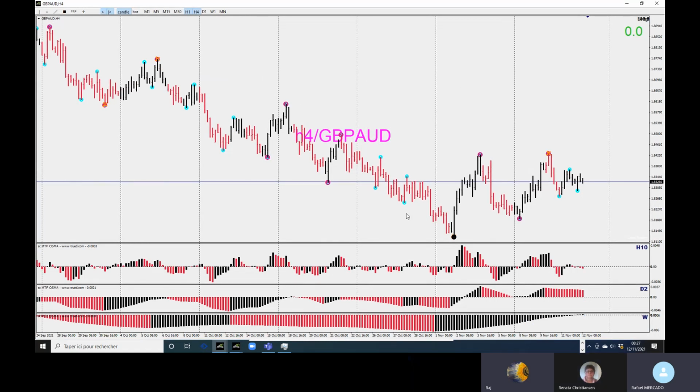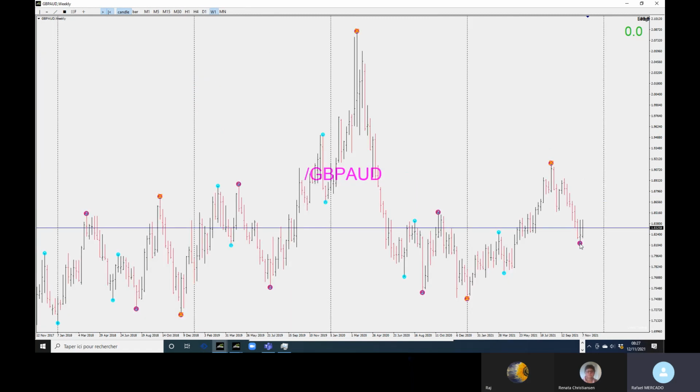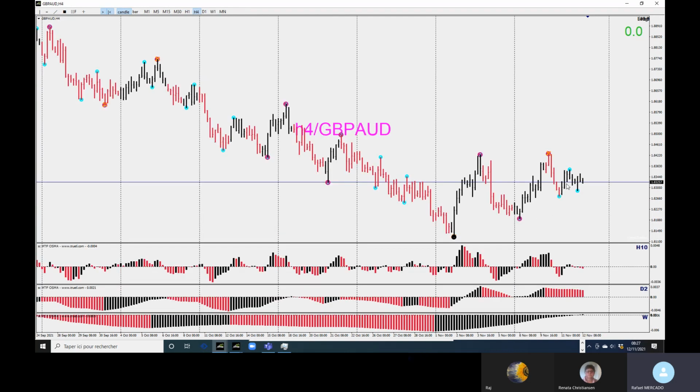Okay, so the pound Aussie, the weekly, we have a 3-ball here, a black ball, and the weekly is a 2-ball. Okay, so we have a 1 blue ball here, and the stick, they are black, but the H10 is still going short. So this blue ball can move or is still moving. So we don't have a trade in the larger time frame for the pound Aussie for the moment.